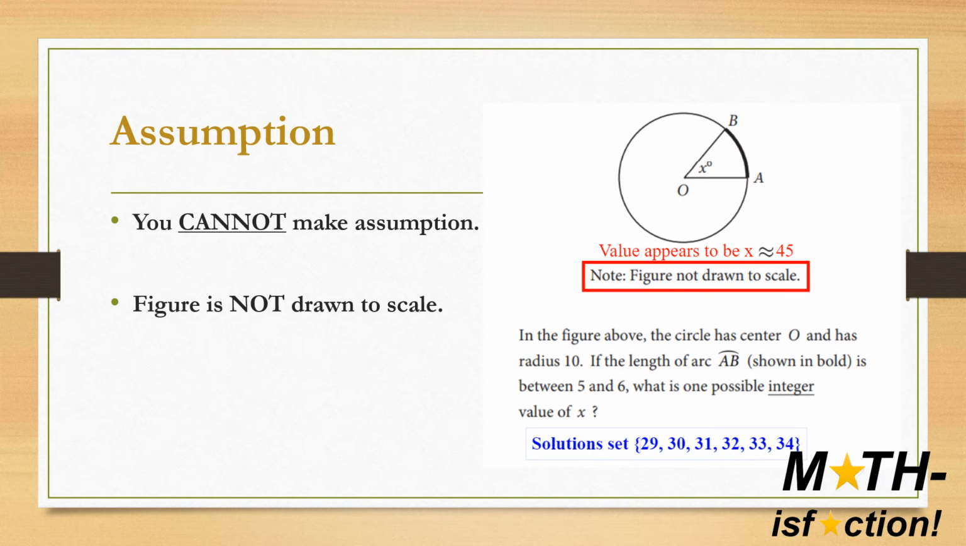Here is an example problem with a circle, and in the problem it says note figure not drawn to scale. Therefore, you cannot make an assumption. It appears that the angle is approximately 45 degrees. But once you work the problem, the acceptable answers in the solution set are 29 through 34. 45 degrees would be an incorrect answer.